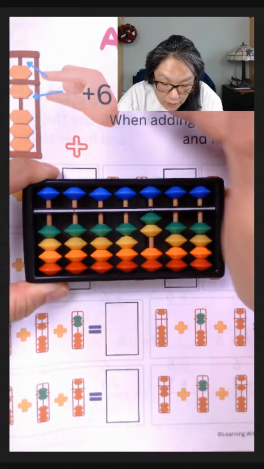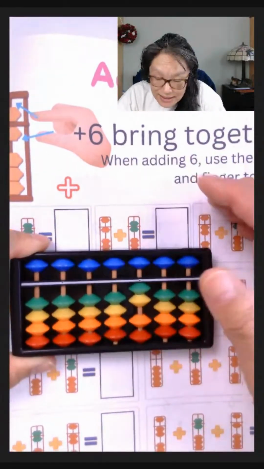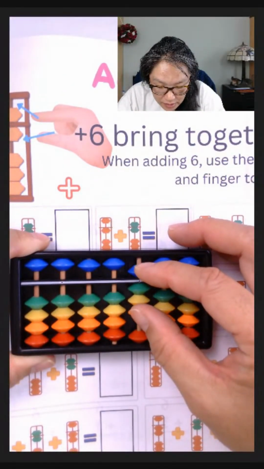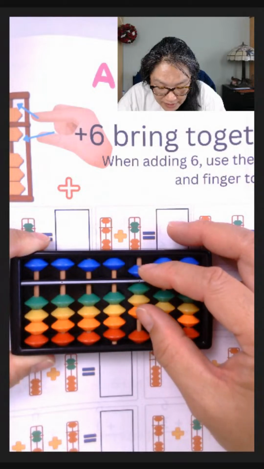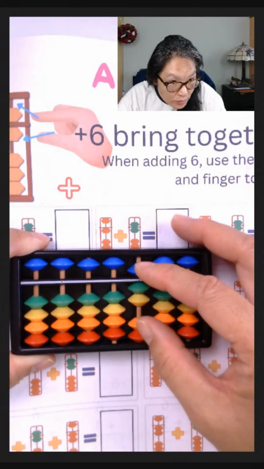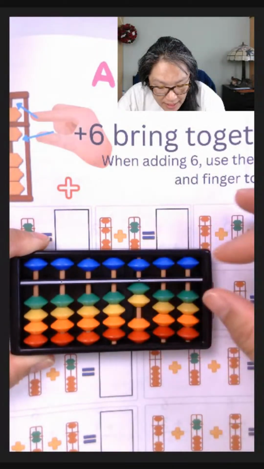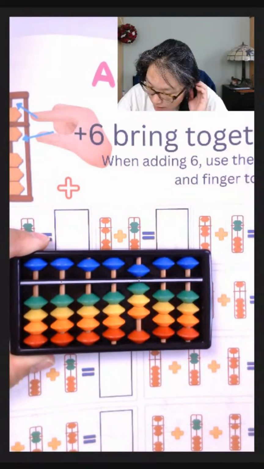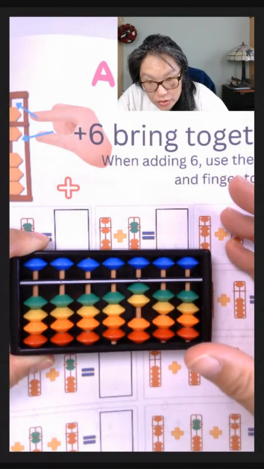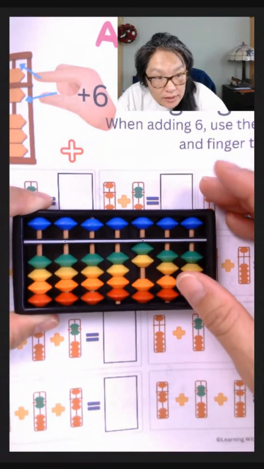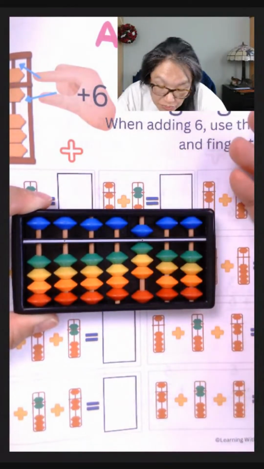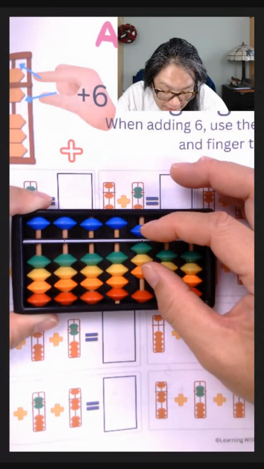Now, if I have 2, I want to add the 6. Because I want to add the 6, I'm going to bring these two together. I take it away, I bring together. Take it away, bring together. Wax on, wax off. So what we're doing is understanding and looking at the number pattern. There are patterns, and the abacus shows you the patterns. You just need to look at them. Add the 6, take away the 6.